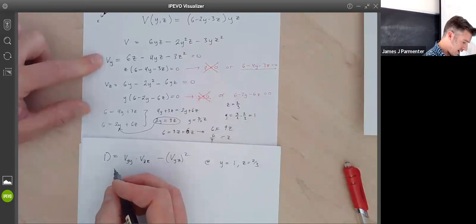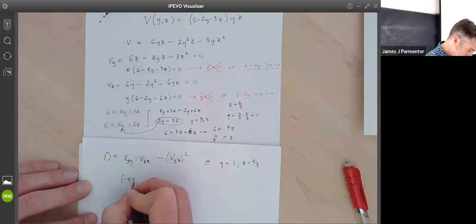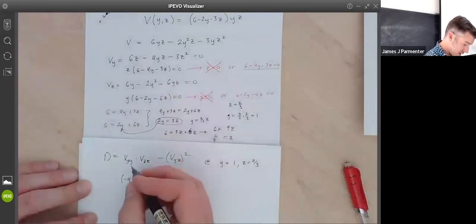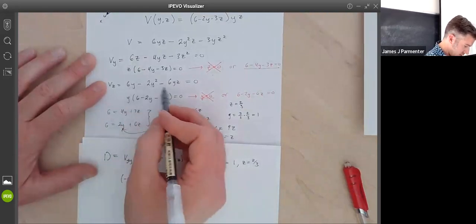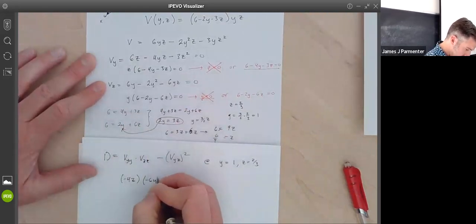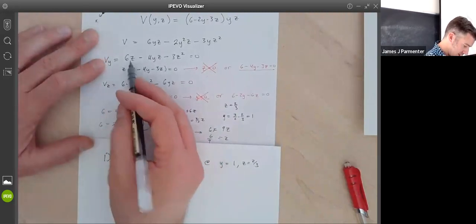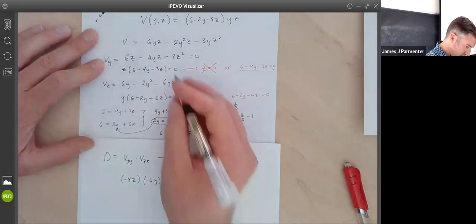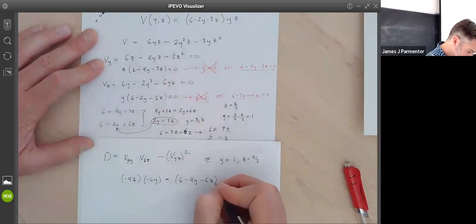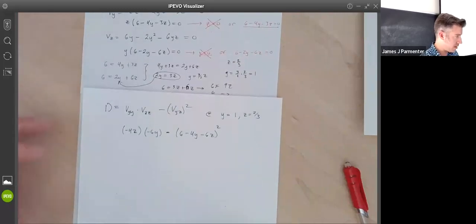So let's see, VYY is going to be 0 minus 4z, right? That's it. And VZZ is going to be 0 minus 6y. And then minus VYZ is going to be 6 minus 4y minus 6z, squared. Now, I don't really have to be super rigorous about evaluating this. I just have to see what side it is.